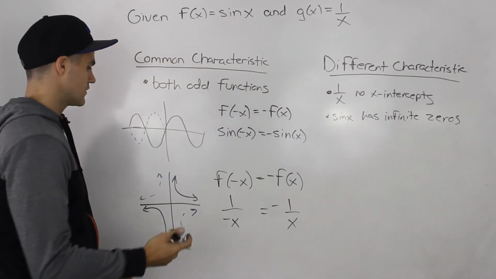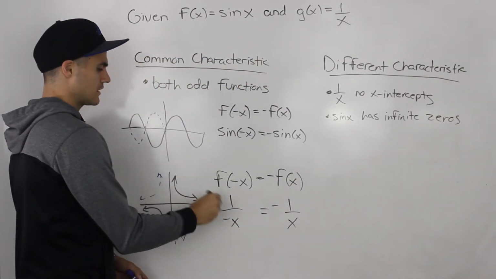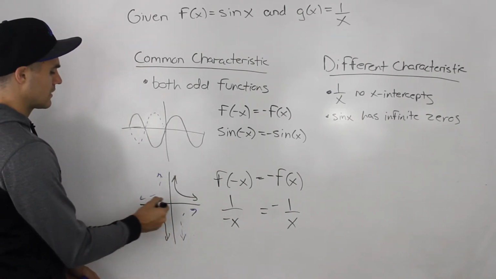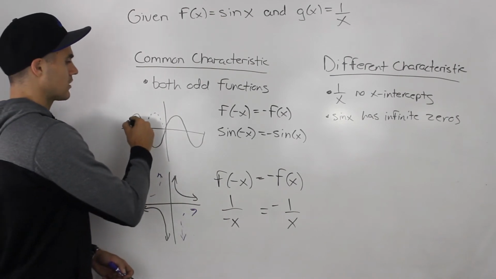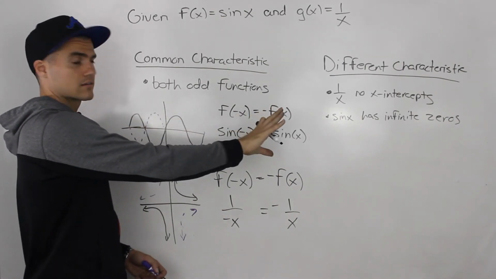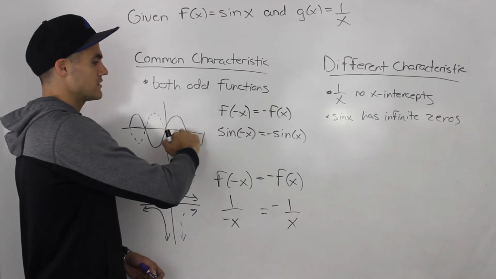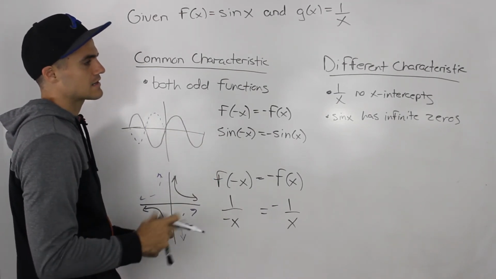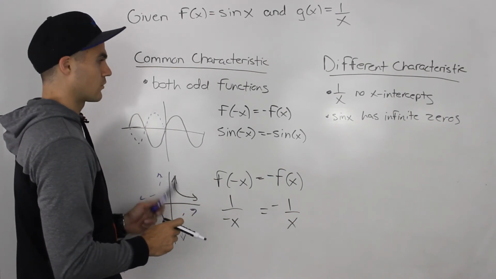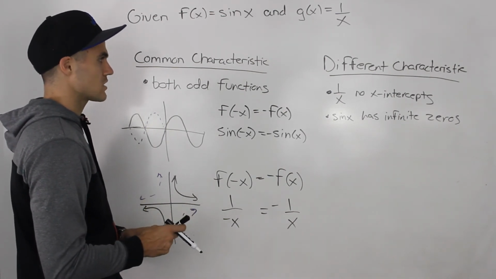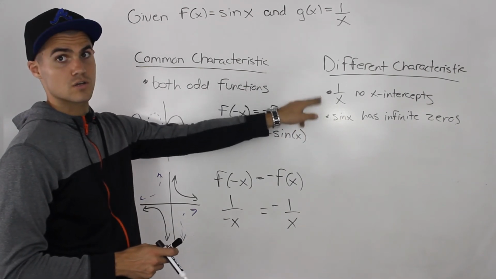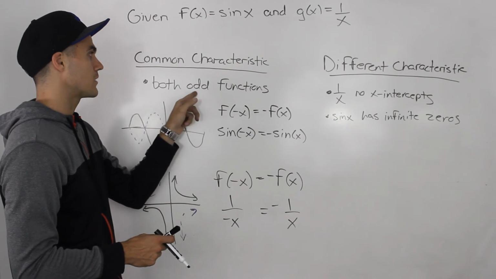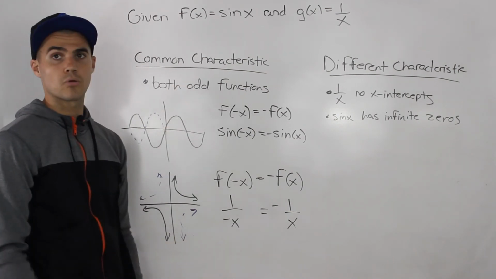Another thing is the end behavior. So as x approaches infinity for 1 over x, the y's approach 0. As x approaches negative infinity, the y's approach 0. Here, this function is oscillating forever. So the y values don't approach any value, so there is no set end behavior for sin x. That's another example. The ranges are different, the domains are different, so a lot of different characteristics you can mention. The tougher one was the common characteristic, because the only common characteristic between them is that they are both odd.